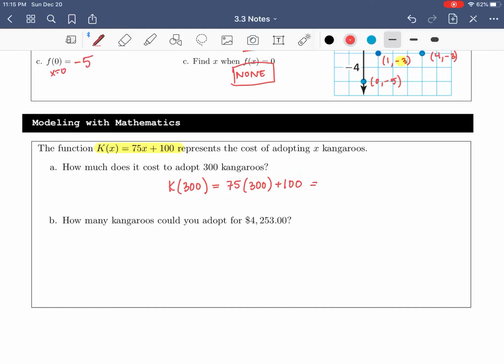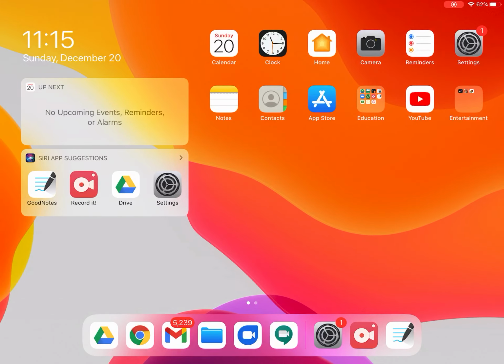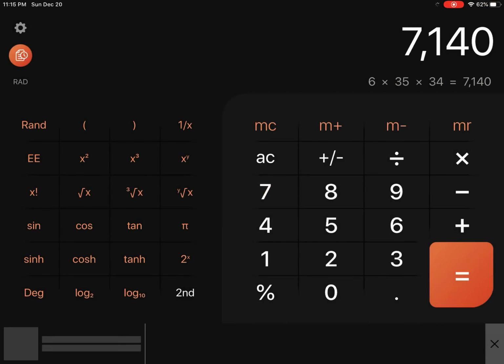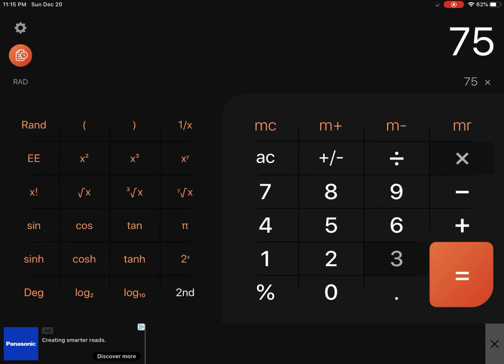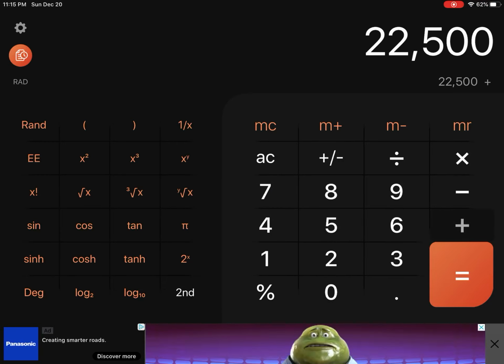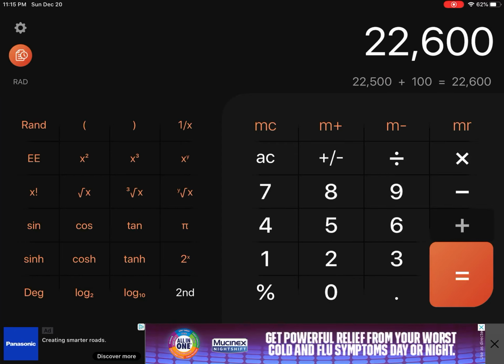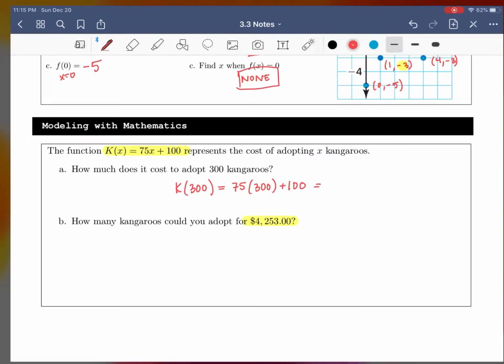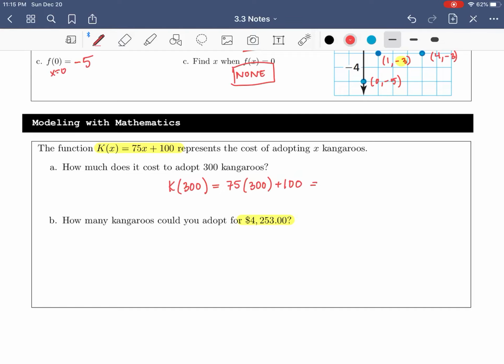And how many kangaroos could we adopt if I only had $4,253? So first I'm going to figure out this 75 times 300 plus 100. And I'm going to go to a calculator. Let's see. 75 times 300 plus 100. So I'm getting 22,600. That's going to cost us $22,600. But we don't have nearly that much. I only have 4,253. So I'm going to figure out how many times I can fit this into 4,253.